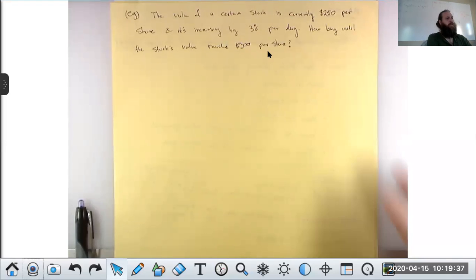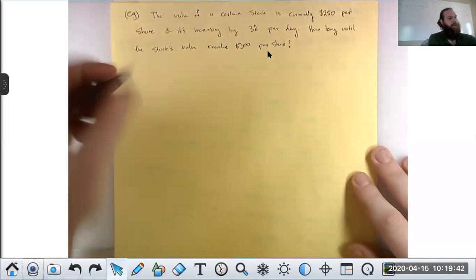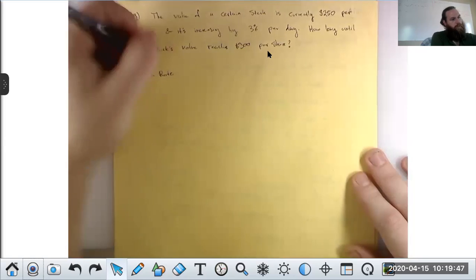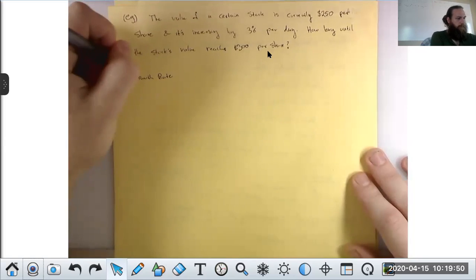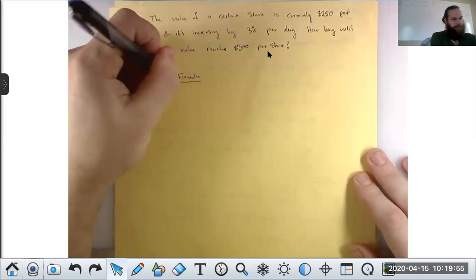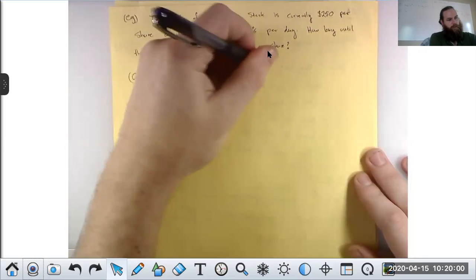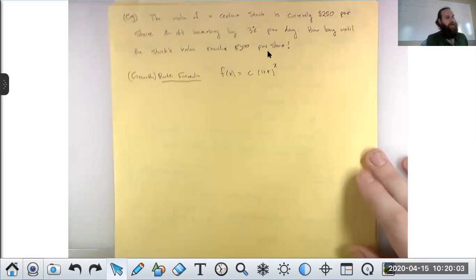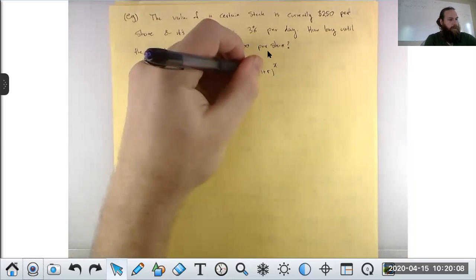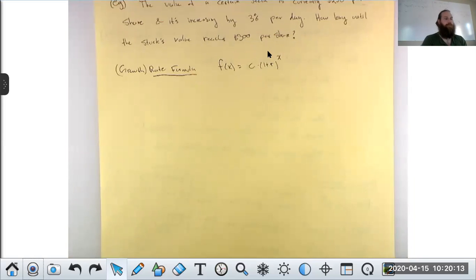Yeah, I was given a growth rate, right? I was told that the value of the stock is increasing by 3% per day. So that's a growth rate thing. So I think we've just been calling that our rate formula. F of x is c times 1 plus r to the x. And because the value of the stock is increasing, not decreasing, I'm going to use the plus rather than the minus. If the value of the stock was decreasing, then I would use the minus.